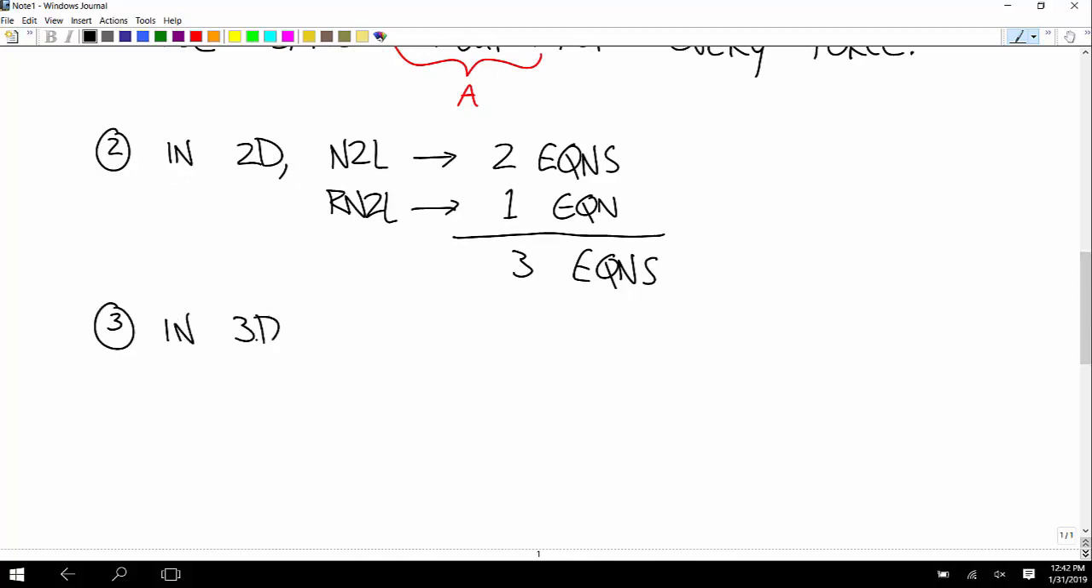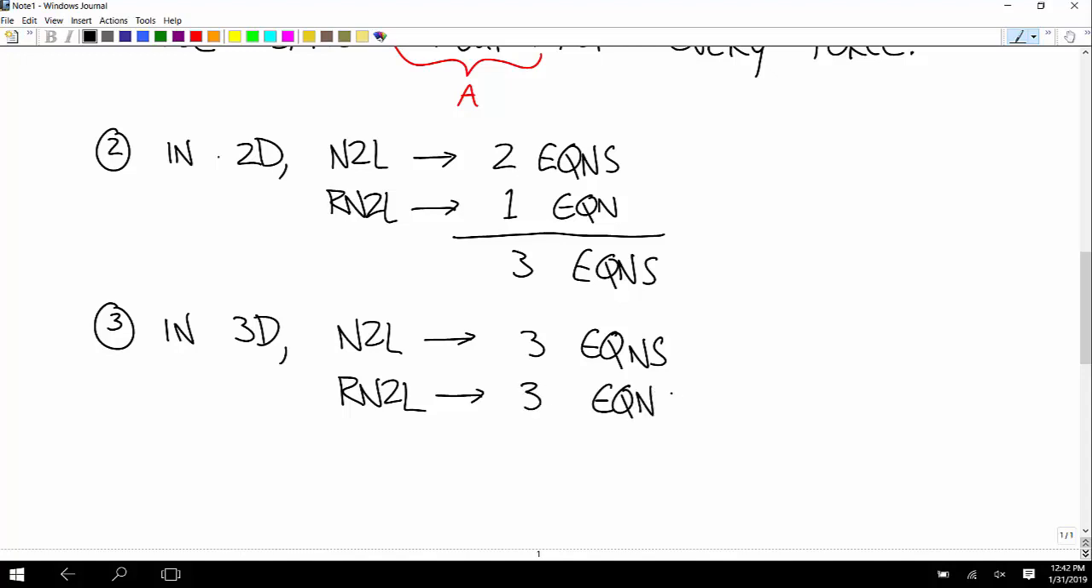In 3D problems, Newton's second law, you have three components of the forces, so that gives three equations. The moment equation, now you have three components of your moment vectors in general, so that gives three more equations. And so altogether you get six equations. And so you can solve for six variables.